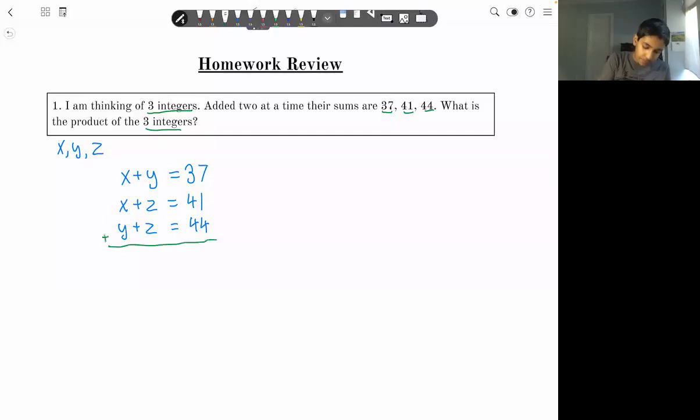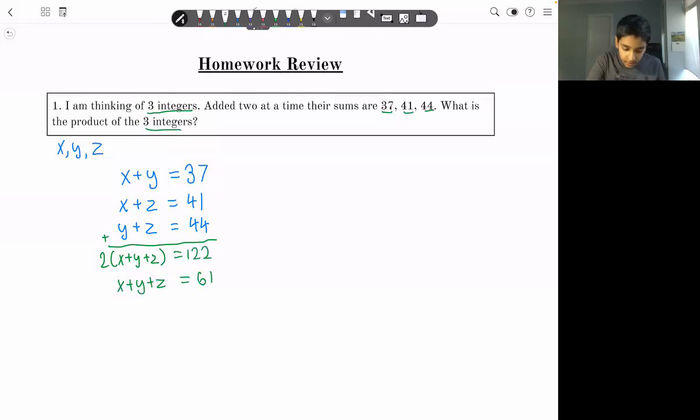If we add them up, we get that 2 times x plus y plus z is equal to 37 plus 41 plus 44. And we can find that 37 plus 41 is 78. 78 plus 44 is just going to be 122. And then we can divide both sides by 2, and we get that x plus y plus z equals 61. So now we're asked to find the product.